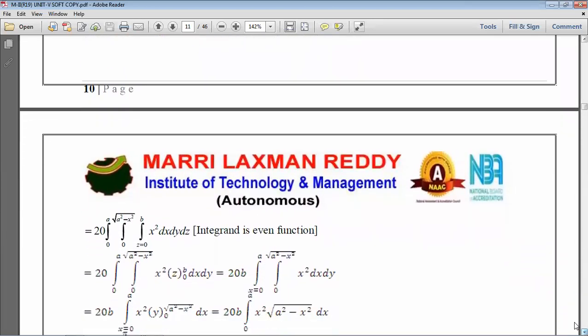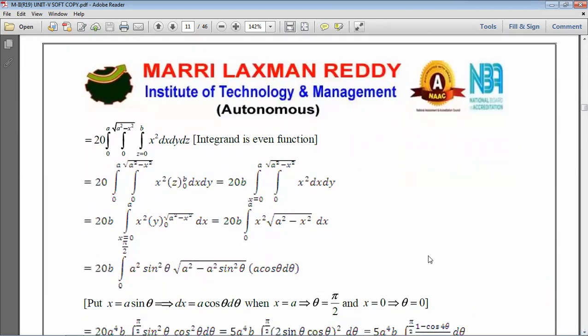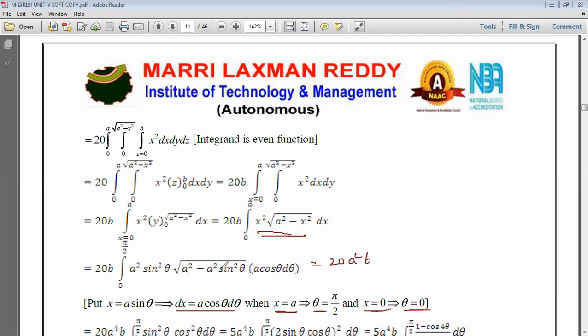And then here we wrote, see, we got this one or not? 20b into, simply what we got here, see, x square into square root of a square minus x square. Put x is equal to a sine theta, and dx is equal to a cos theta, and if x is equal to a, theta equal to pi by 2, x is equal to 0, theta equal to 0, and then you need to simplify this. So if you simplify, 20 a square b constant, and I think here also a square you can take common, that comes to a to the power 4, and integral 0 to pi by 2.